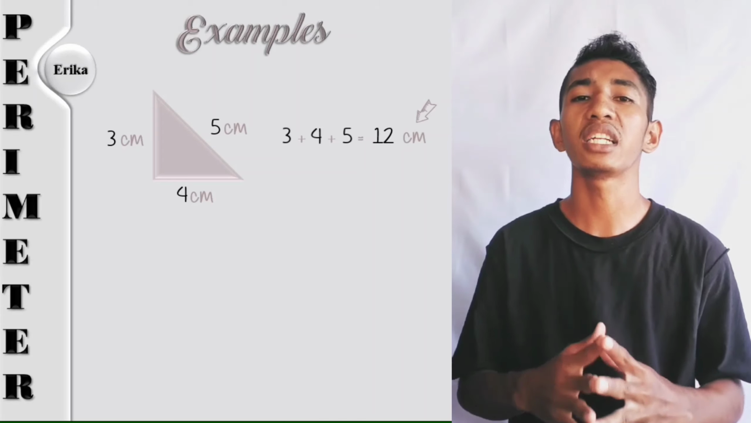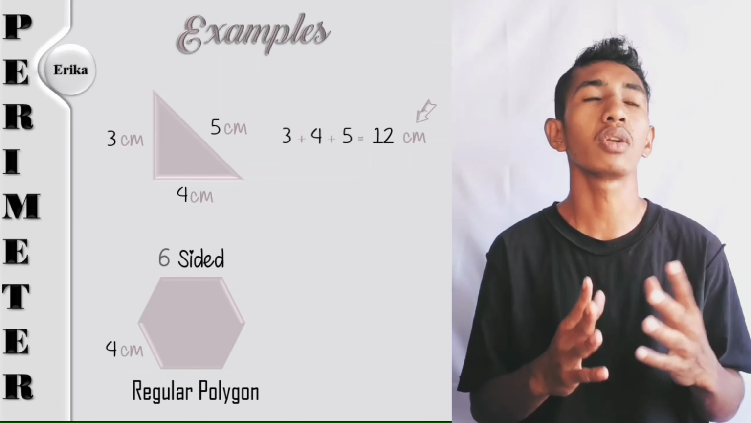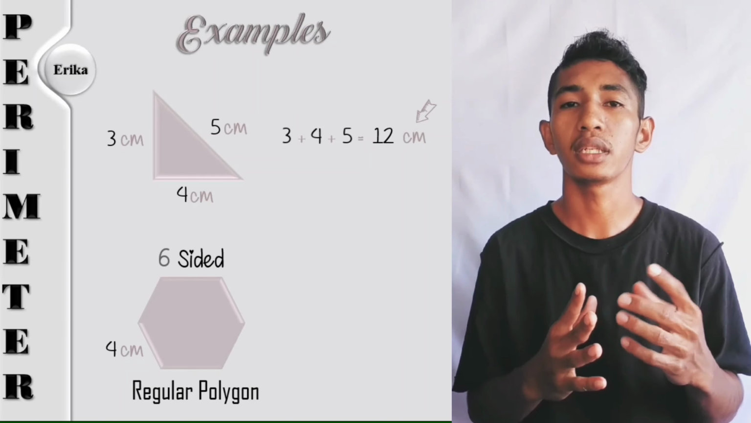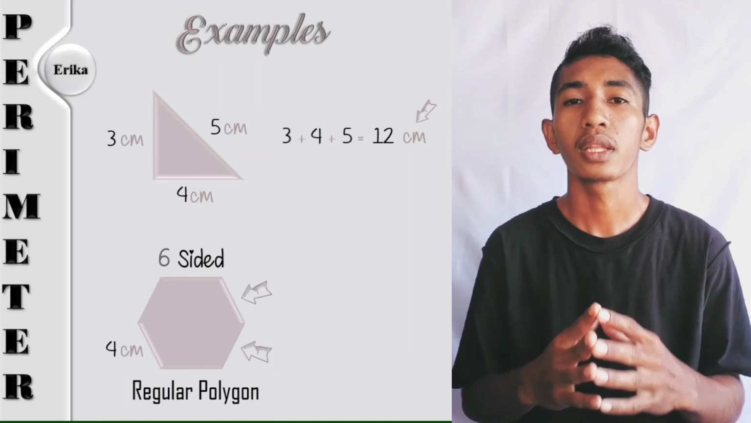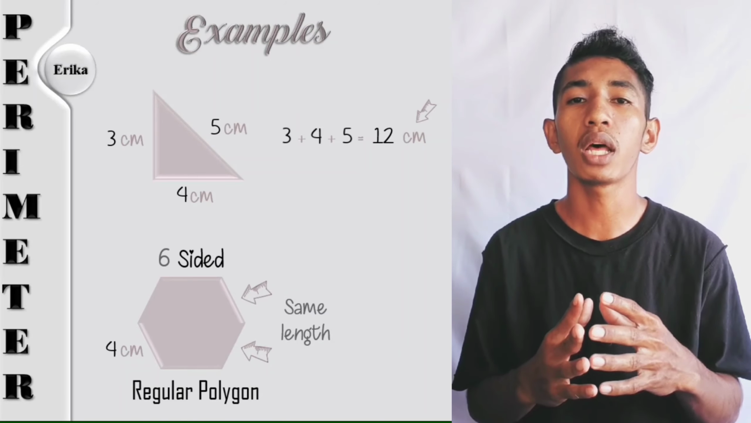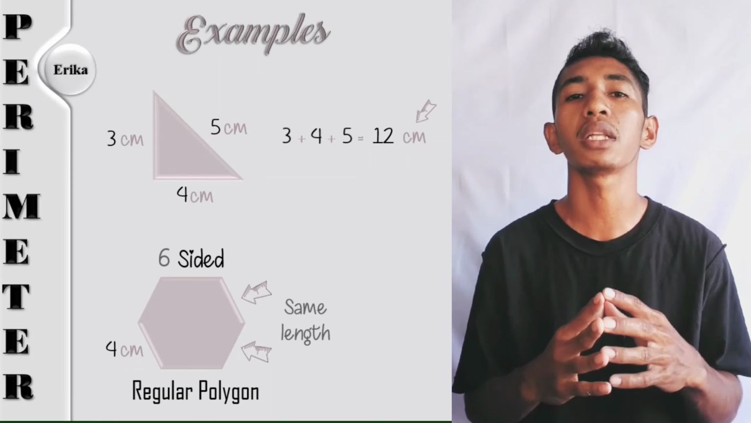Okay, let's try another one. This is a 6-sided regular polygon, which means that all its sides are exactly the same length. Since the polygon is regular, we know that all the sides must also be 4 cm long.